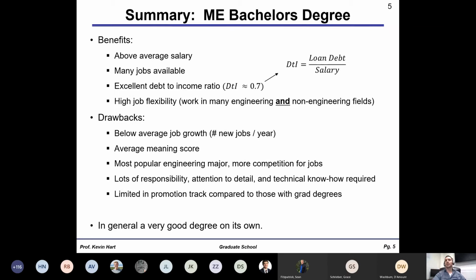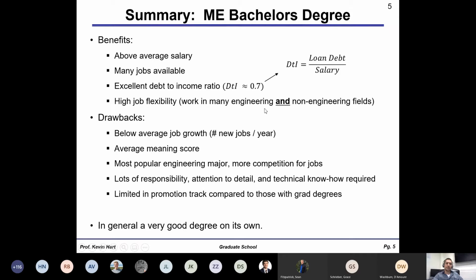Usually mechanical engineers coming out of school have very, very good debt to income ratios. What does that mean? The debt to income ratio is how much loan debt you have compared to the salary of your first job. Students on average come out with between $30,000 and $60,000 in loan debt. That's about average. So if you have a salary of $60,000 and you have $50,000 in loan debt, your debt to income ratio is somewhere in the 0.8 range. That's very good. Anything less than 2 is very, very good. So if your debt to income ratio is less than that, it's good.